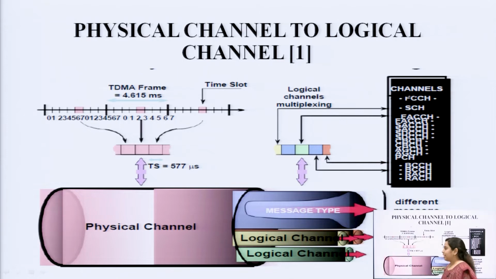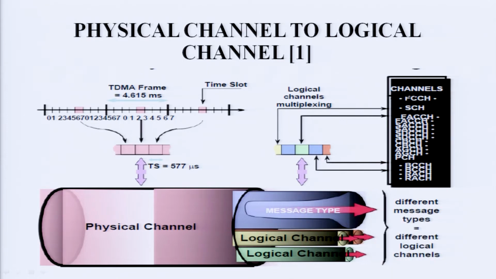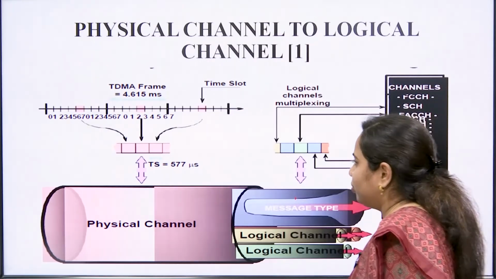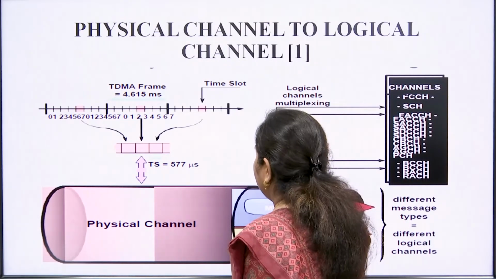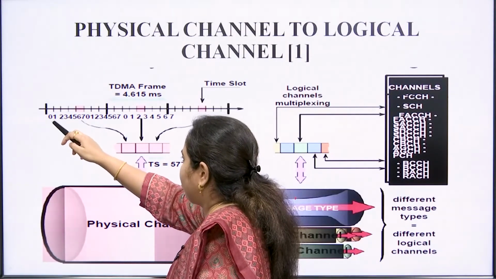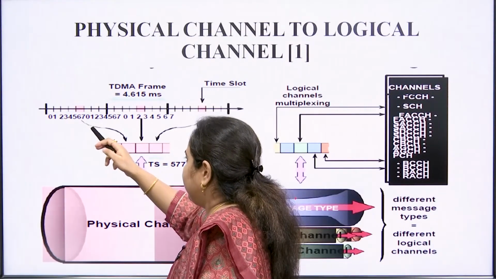So, this is the diagram which shows how the logical and physical channels relate. You can see that 7 to 8 different logical channels make up a single physical channel. You can see over here that this is a TDMA frame. Each frame has slots from 0 to 7, meaning 8 slots.